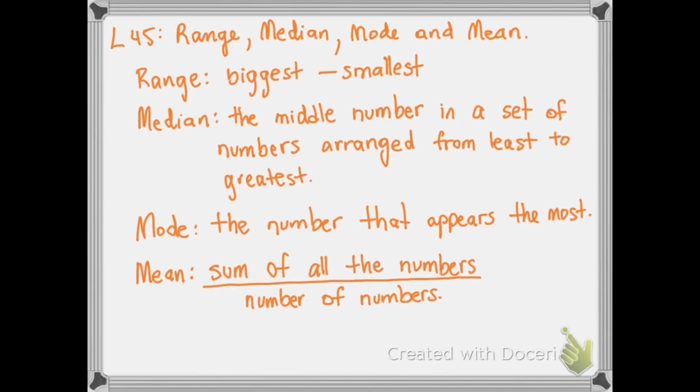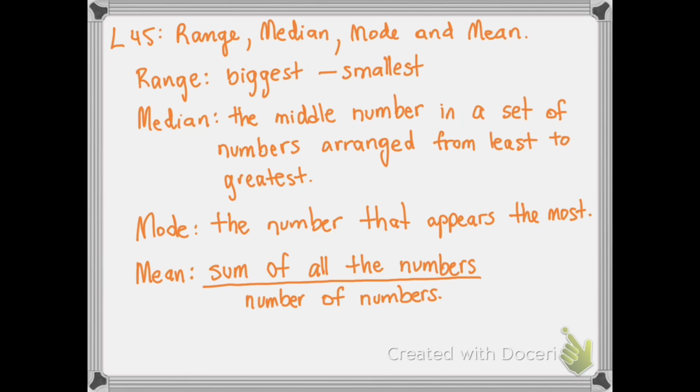Lesson 45, range, median, mode, and mean. Remember, these are words that we use in statistics, and they help us to understand a set of numbers. And when we think about the range, what we have to do is subtract the biggest number minus the smallest. The median is the middle number in a set of numbers that is already arranged from least to greatest.